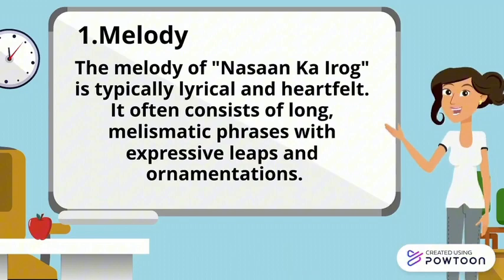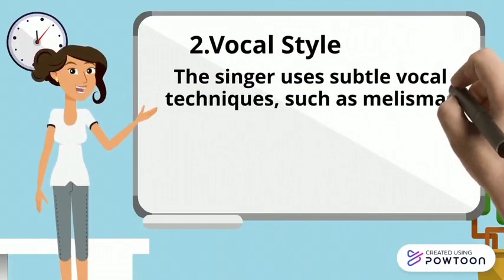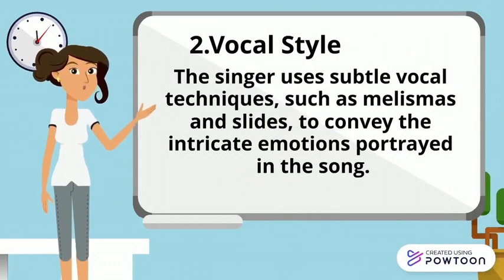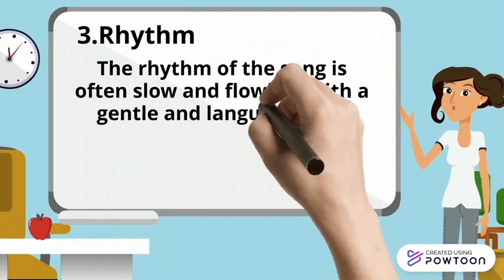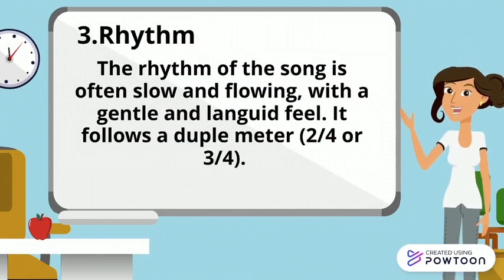Second, its vocal style. The singer uses subtle vocal techniques such as melismas and slides to convey the intricate emotion portrayed in the song. Third, its rhythm. The rhythm of the song is often slow and flowing with a gentle and languid feel. It follows a duple meter, 2/4 or 3/4.